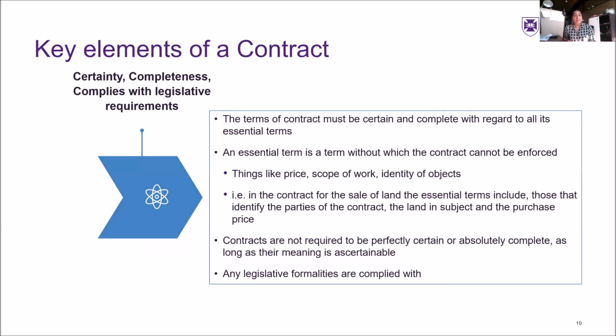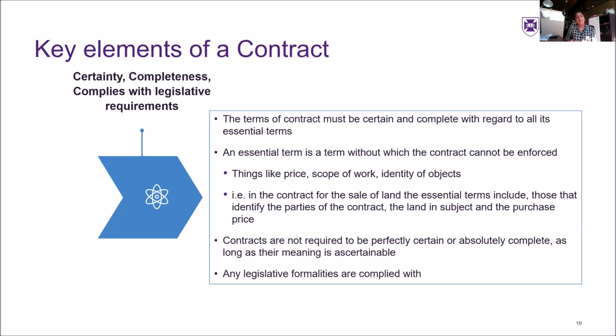And so finally, we have certainty, completeness, and legislative requirements. The terms of a contract need to be certain and complete with regard to all of the essential terms. When we say essential terms, what we mean is terms without which the contract can't be enforced. So things like the price of a good or the price for services, the contract just won't make sense if you don't include that. The scope of any work that was going to be provided, the identity of any objects that were going to be transferred.